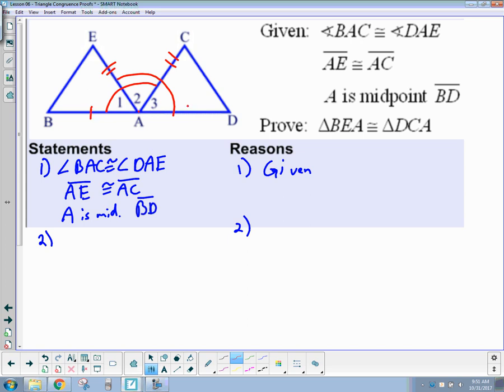So we made a lot of markings here, so let's clarify it in our statements. Let's take care of the BA and AD first. So BA is congruent to AD, again, because of definition of bisectors.